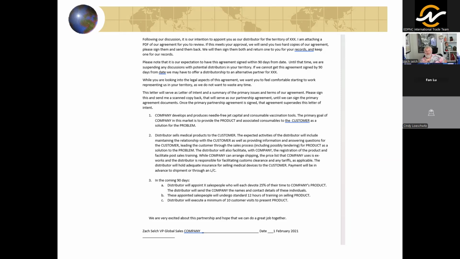While you are looking into the legal aspects of this agreement, we want you to feel comfortable starting to work representing us in your territory, as we do not want to waste any time. This letter will serve as a letter of intent and a summary of the primary issues and terms of the agreement. Please sign this and send me a scanned copy back. This will serve as our partnership agreement until we sign the primary agreement documents. Once the primary partnership agreement is signed, that agreement supersedes this letter of intent. Okay. And then basically I have here 3 paragraphs that summarize what we want from them and what they can expect from us.